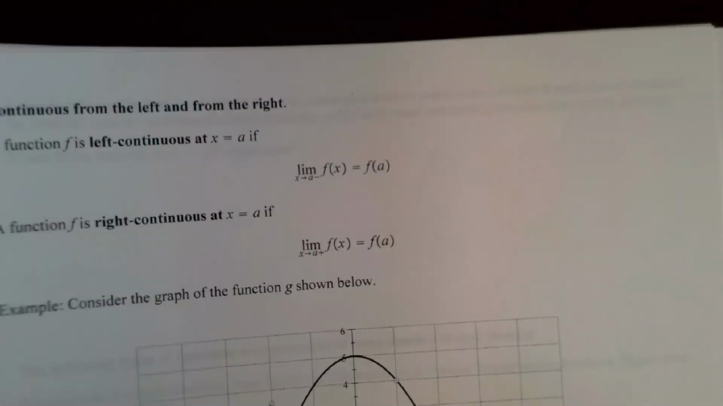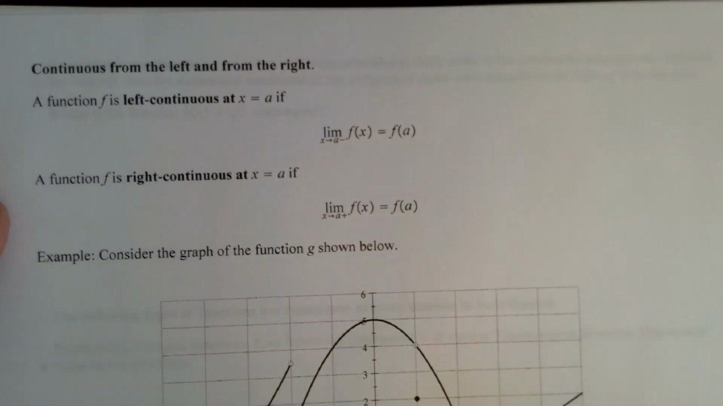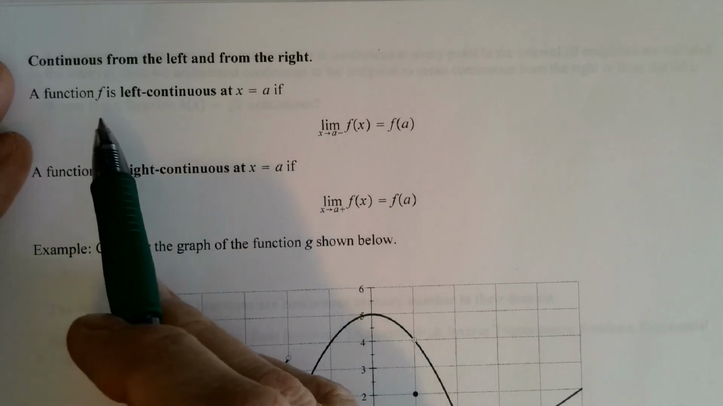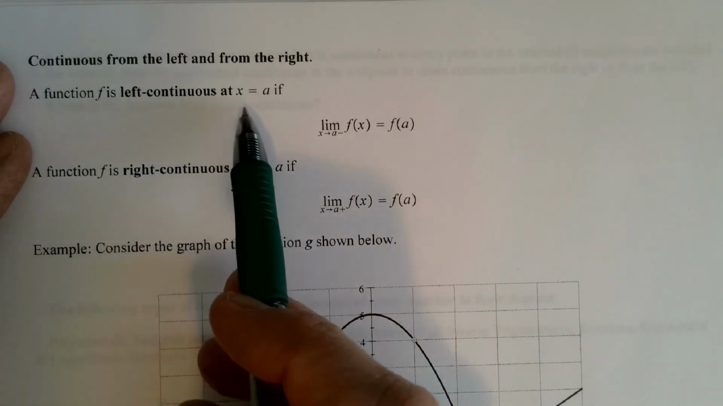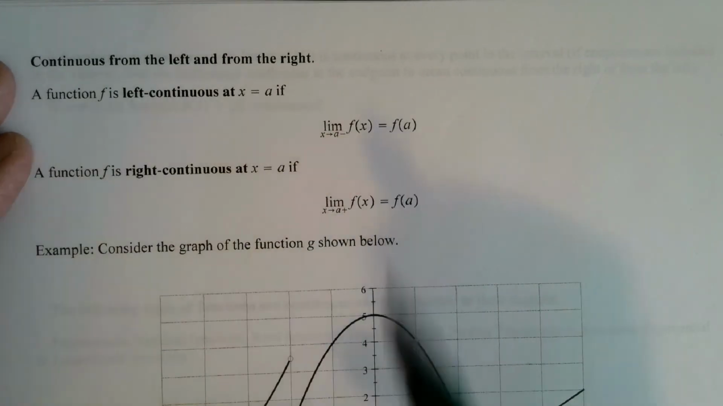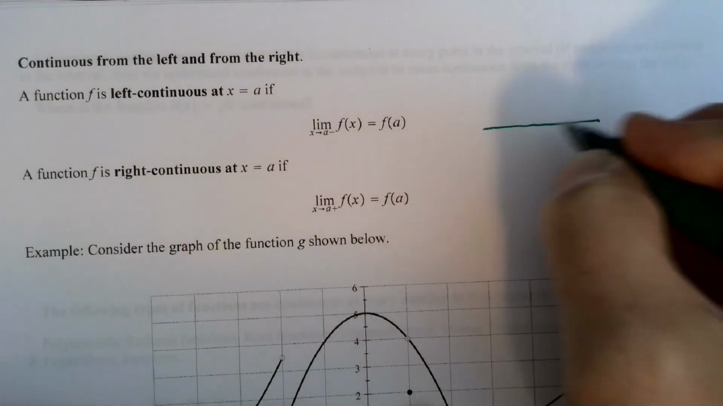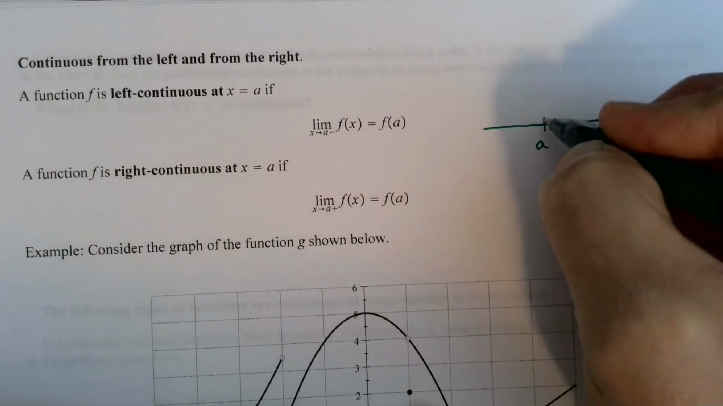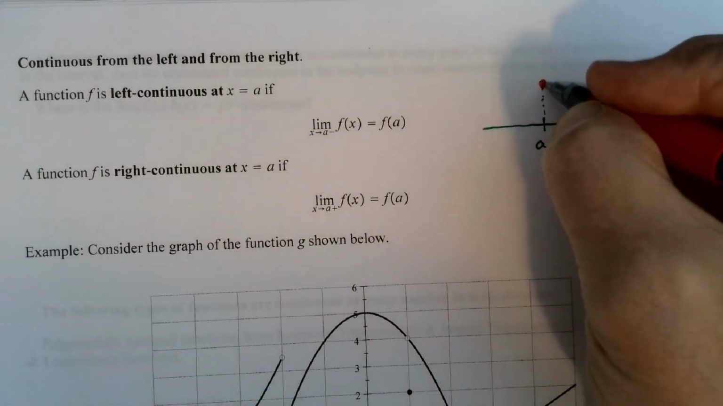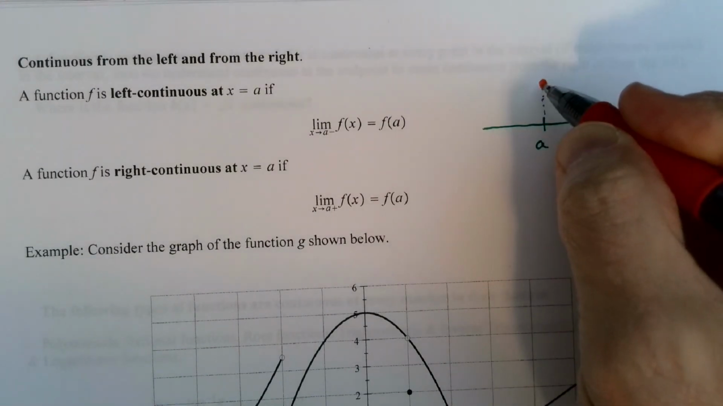All right. I want to talk about the concept, before we go into finding where a function is continuous on an interval, of continuity from the left and from the right. We are going to be left continuous at x equal a if the limit as x approaches a from the negative side of the function is equal to f of a. Now what that's going to look like is, the function has to exist at a. So that means at a there is a point. There is a point. So f of a will be the y coordinate of this point. So f of a exists.